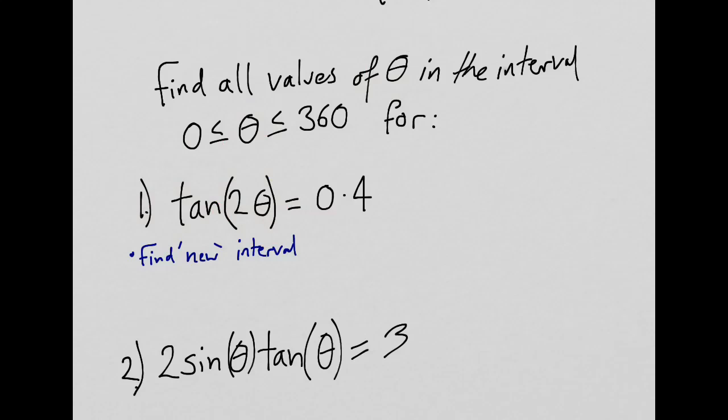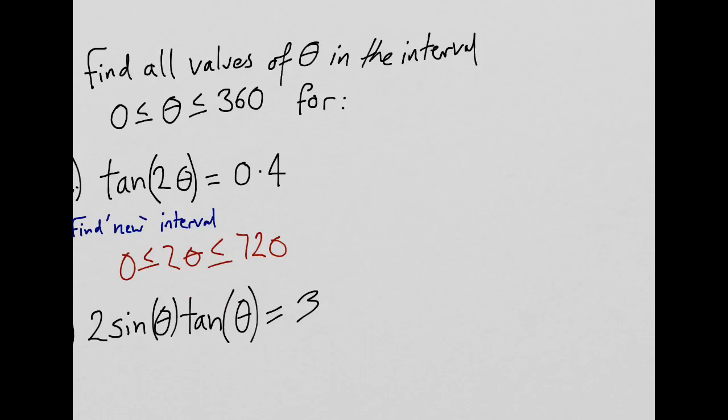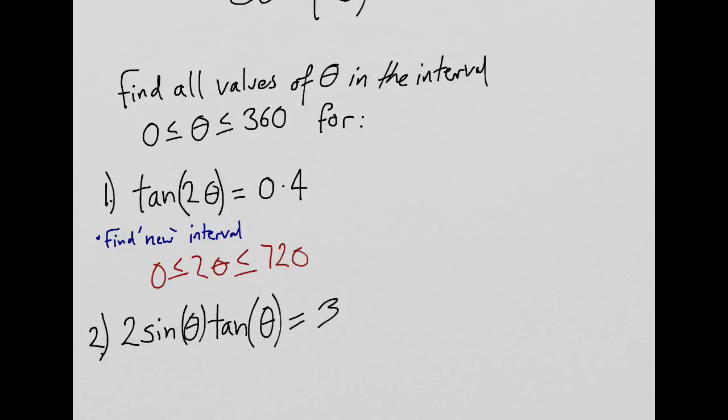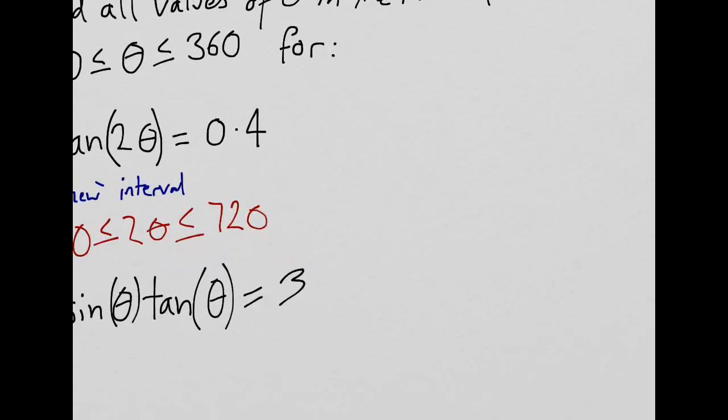So our angle is now 2 theta, which means we have to multiply our original limits by 2 to get them. So 0 times 2 is still going to give us 0. So we're going to get 0 to 2 theta to 720 degrees. Okay, now we can just solve the problem like a normal trig identity kind of question, and then at the end solve for what theta is.